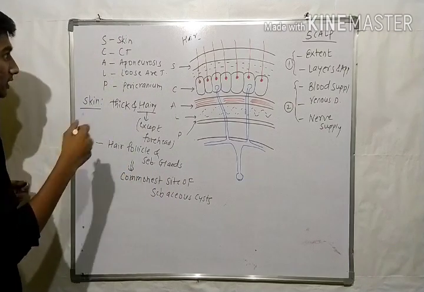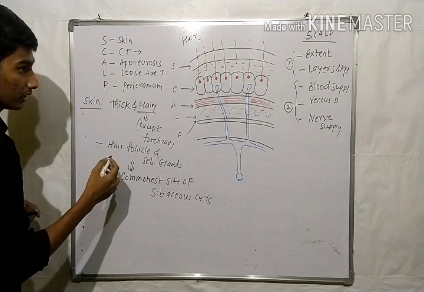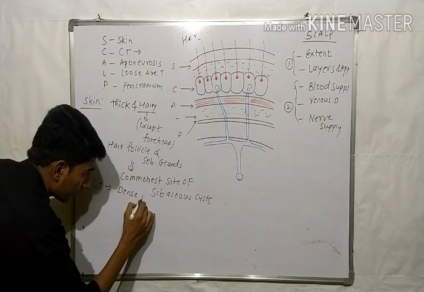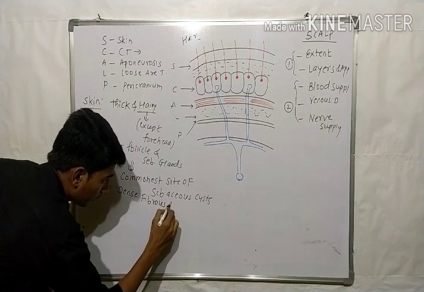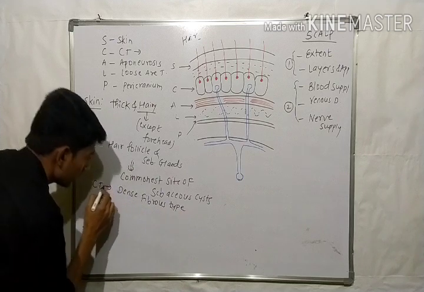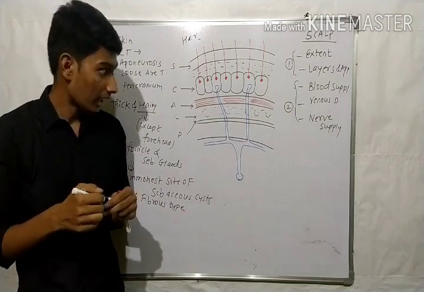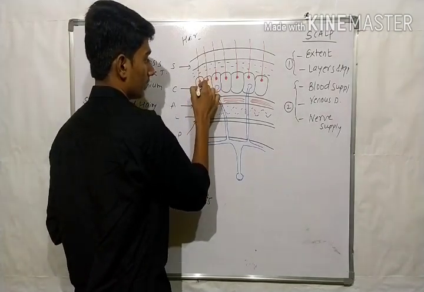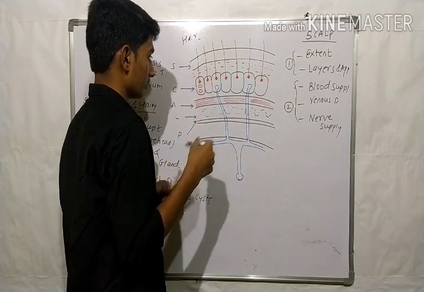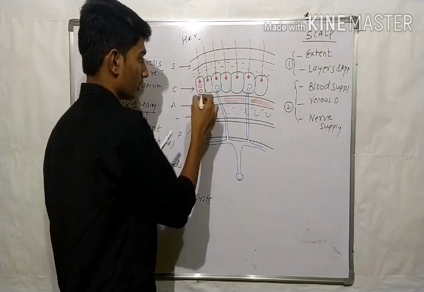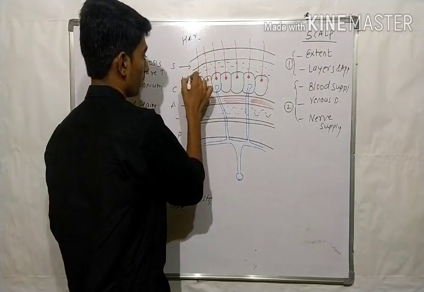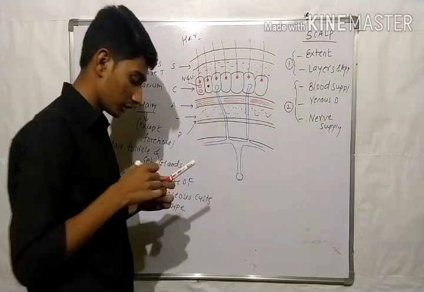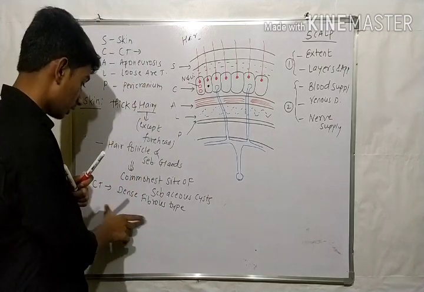Now the second layer is connective tissue, and this connective tissue is dense fibrous type. In this connective tissue we have nerves and vessels. I don't have markers, so I will label this. It contains nerves and vessels. This is a vein, this is an artery, and this is, suppose, a nerve.